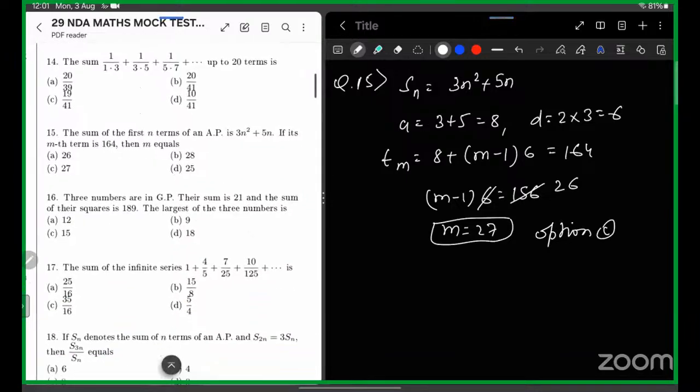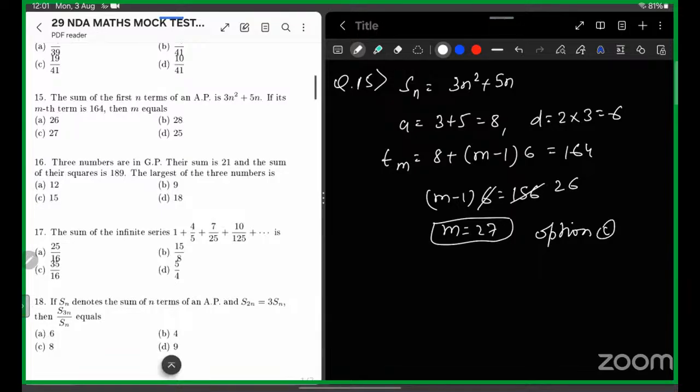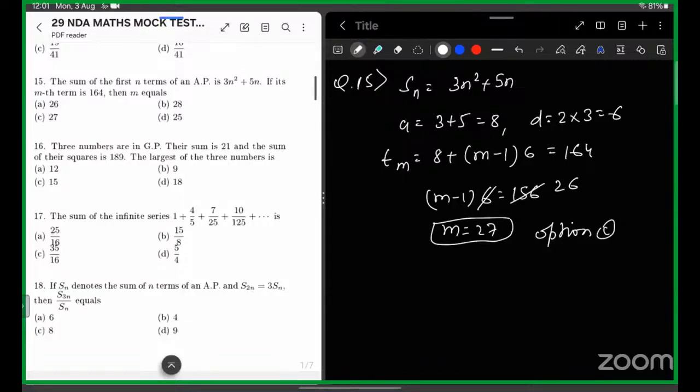Next. Three numbers are in GP. Their sum is 21 and the sum of the squares is 189. The largest of the three numbers is what?